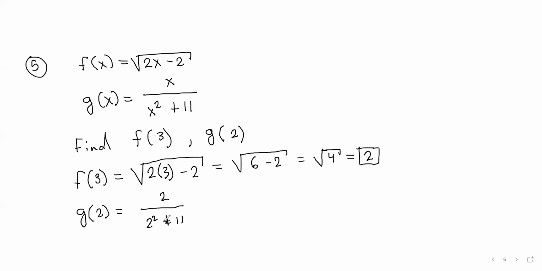Now we can simplify. The 2 squared plus 11 will become a 4 plus 11. So we get 2 over 4 plus 11. 4 plus 11 is 15, so we get 2 over 15. And since 15 does not have 2 as a factor, this is in the simplest possible form. And so our answer is 2 over 15.